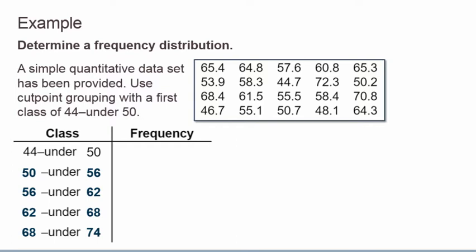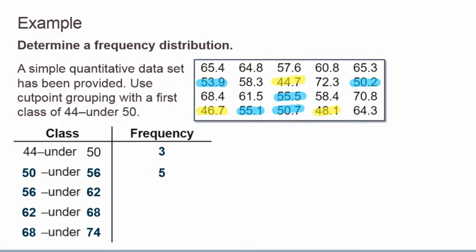Starting with 44 to under 50, I can use 46.7, 44.7, and 48.1. That's 3 data points, so my frequency is 3. My next class is 50 to under 56, so I can count 53.9, 55.1, 55.5, 50.7, and 50.2. That's 5 data points, so the frequency is 5.